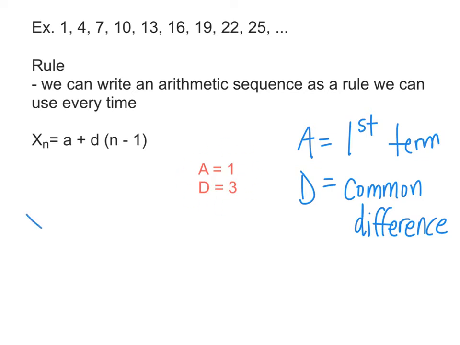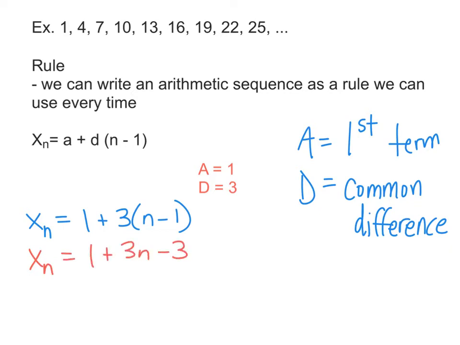So we know that x sub n, we don't know which one we're looking for right now, is 1 plus 3 times n minus 1. And that n stays there because we don't have a rule for it yet. So that equals 1 plus 3n minus 3. I'm just simplifying here. So the equation for this would be 3n minus 2 if I asked you to find the equation for this actual sequence.